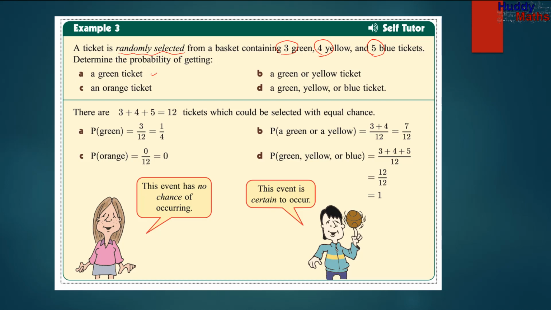What's the probability of getting a green first of all? Well, we've got 3 green and the total sample space is 12 tickets. So that's 1 on 4.